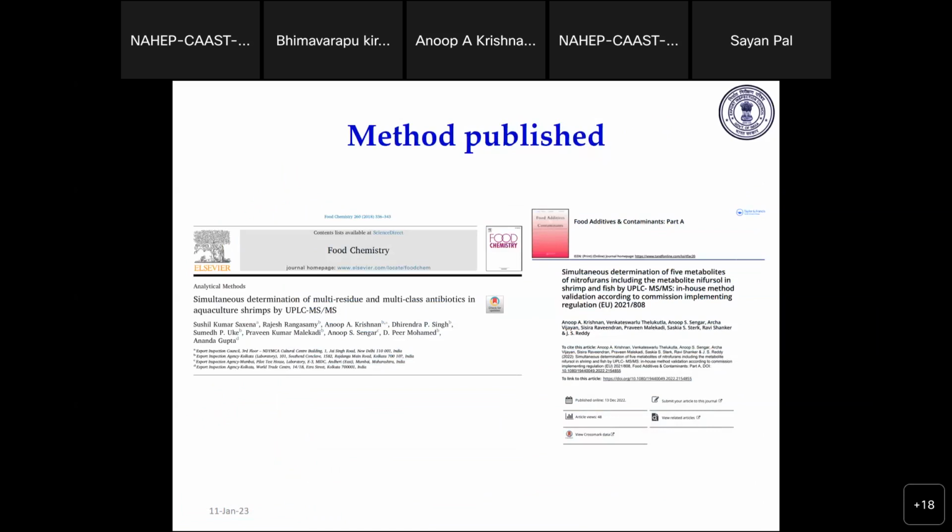And very recently, in 2022, just I think 1 month back, in December, we published one more method considering all nitrofuran metabolites in one run, and we validated this method as per the new regulation, which is now in force. So this was considering all 5 metabolites of nitrofurans in one run, so that it will be useful for the analytical fraternity and also trade, because it will save a lot of time for us, and also the cost involved in the whole process.